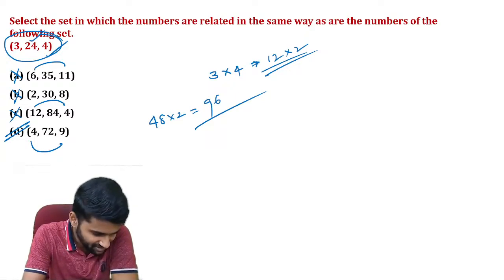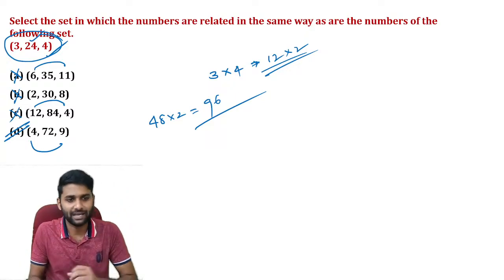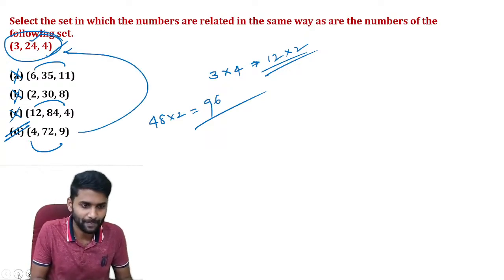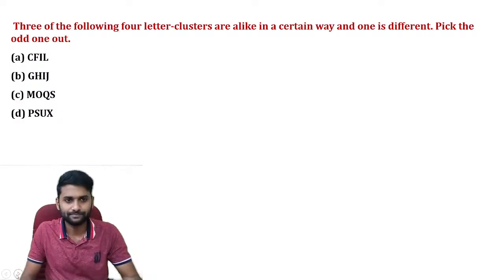It's very good, Nanda Ramesh. 4, 7, 2, 9 follows the same relation according to the question. Very good. Let's move on to the next question.